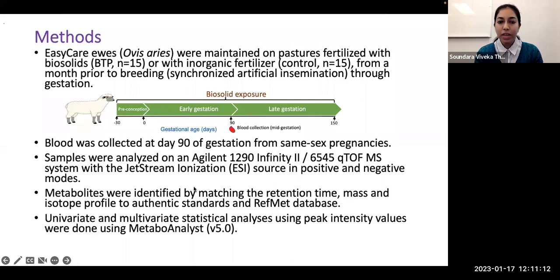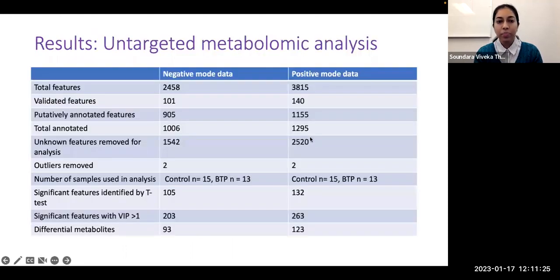These samples were analyzed using a mass spectrometry platform in both the negative and positive ionization modes. The metabolites were identified by matching the retention time, mass, and isotope profile to authentic standards. Univariate and multivariate statistical analysis using the peak intensity values were done using the MetaboAnalyst software.